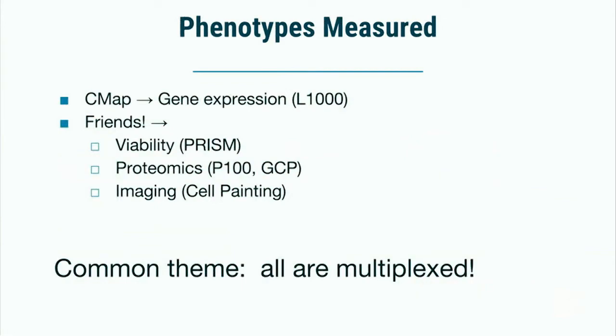So the phenotypes that we're measuring, the multiplexed measurements we're making, for CMap, the core one is really the L1000, it's gene expression. Some of the friends that I've mentioned earlier that we're working closely with, one is measuring viability via PRISM, another is proteomics measurements via P100 assay and global chromatin profiling, GCP, and then imaging via the cell painting assay. And again, the common theme is all of these are multiplex. All of them have a decent number of readouts for each single experiment.